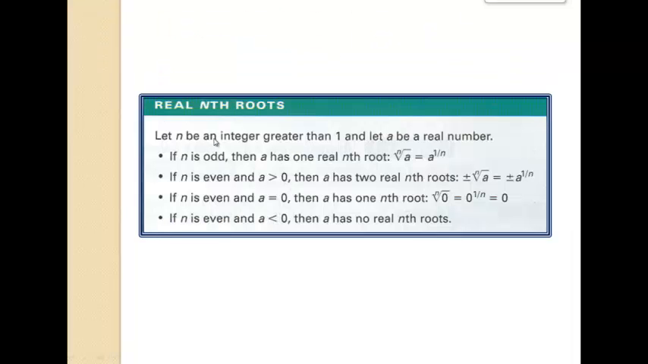Now think about this. Let n be an integer greater than 1 and a be a real number. Okay, so we're not talking about i here. If n is odd, then a has 1 real nth root. So if this is an odd index, you're only going to have 1 real root. If n is even and a is greater than 0, then a has 2 real roots. So the square root, the fourth root, the sixth root, you're going to have 2 possibilities there, because remember, when you square a negative number, the sign drops out. So that's why you're going to get an extra root. If n is even and a equals 0, then it's just going to be 0.